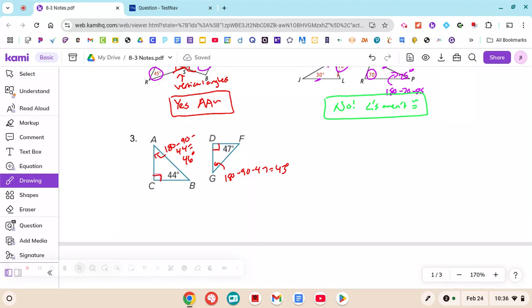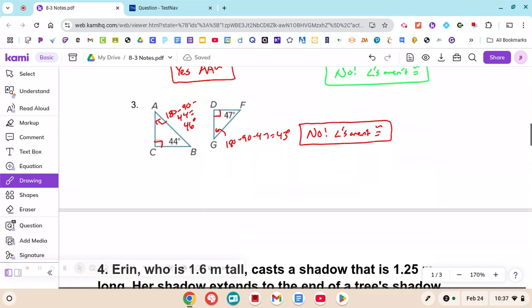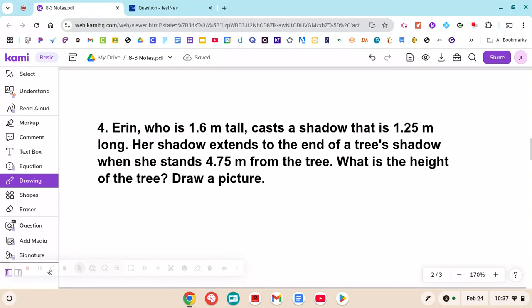But right away I knew that this wasn't going to work out. I mean, we had our 90-degree angles that were good. But because 44 is not matching 47, kind of like the last problem, we're going to say no, angles aren't congruent. Okay, next problem.